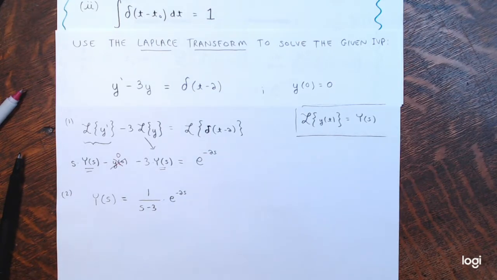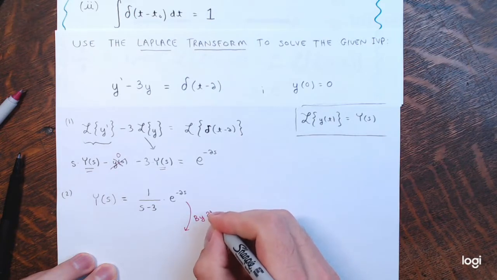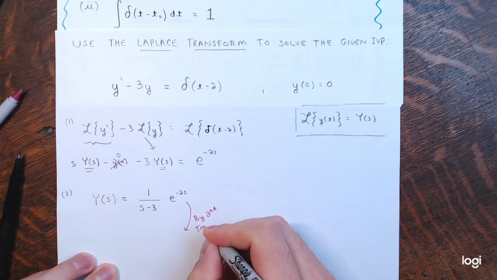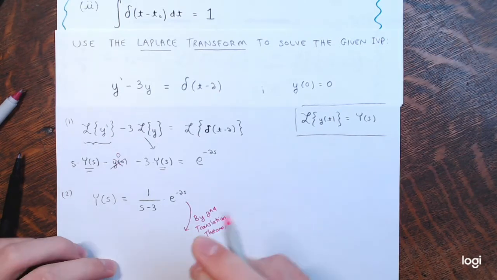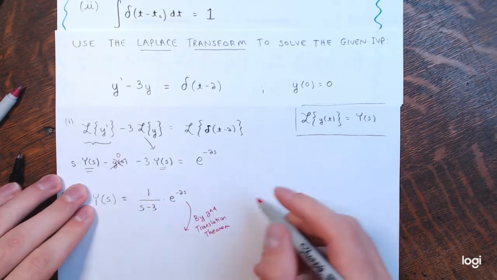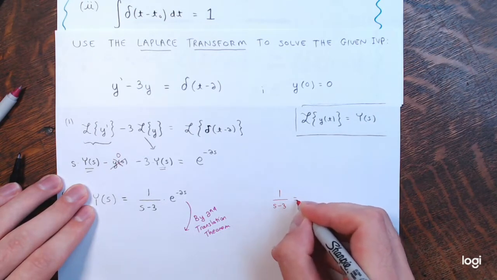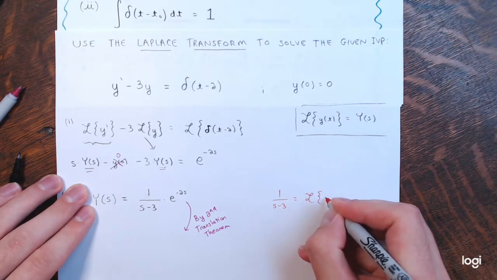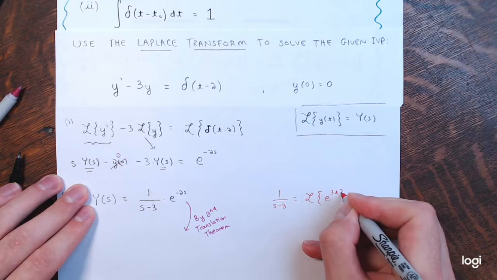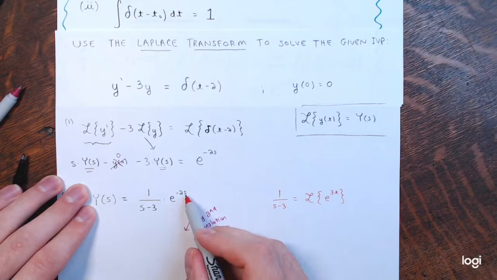Hopefully you recall the second translation theorem for Laplace transforms. And if you don't, I'll try to refresh your memory here. 1 over s minus 3 is the Laplace transform of e to the 3t. But then it's multiplied by this e to the negative 2s.